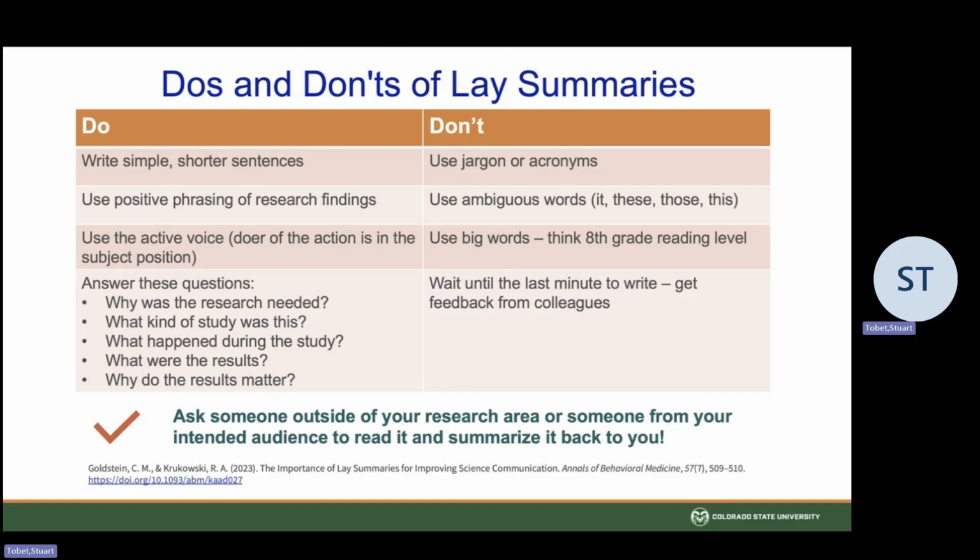Don't use ambiguous words if you can avoid them. Use active voice as much as possible. That's a habit that scientists are really bad at. More than 50% of all scientific writing is probably in passive voice. So don't use big words. You want it to be simple and understood by your audience, right?